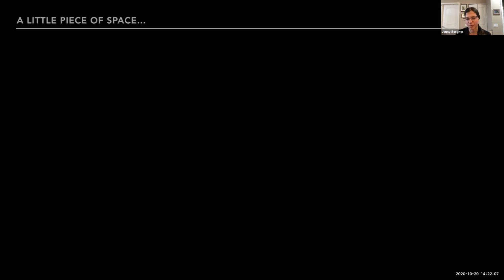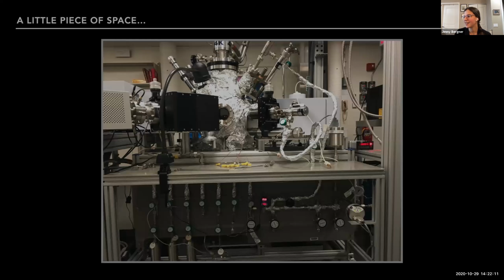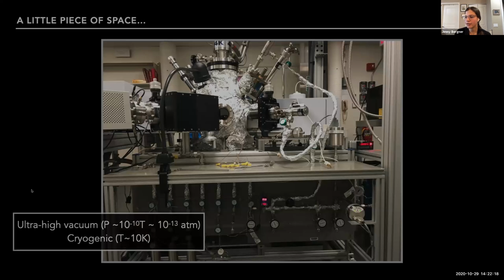So for this, we can use laboratory experiments. And this is a large part of what I did for my PhD, actually. So this is the vacuum chamber that I worked on while I was a PhD student. It's an ultra high vacuum instrument, so we can reach pressures that are about 13 orders of magnitude below atmospheric pressure. And it's a cryogenic system, so we go down to temperatures as low as about 10 Kelvin.